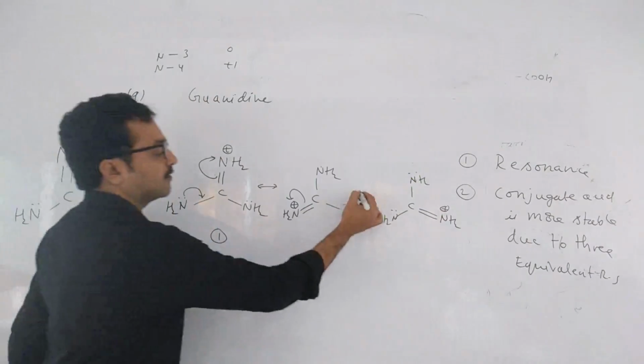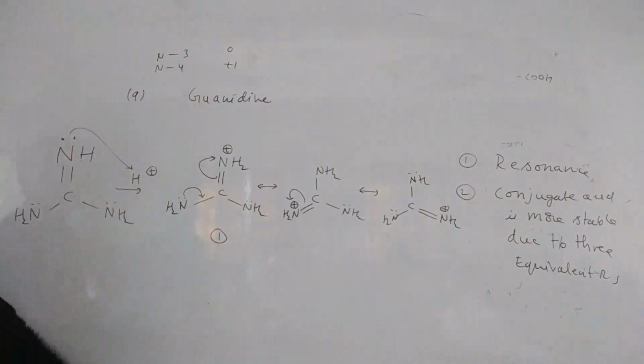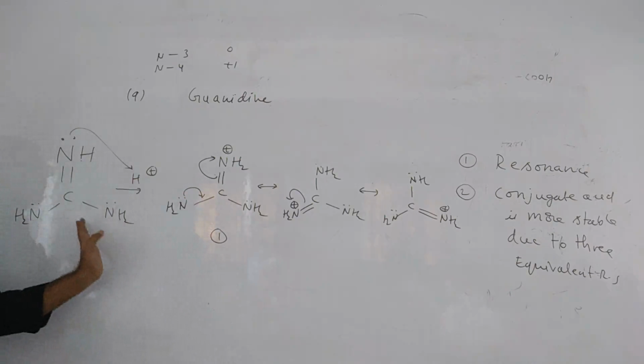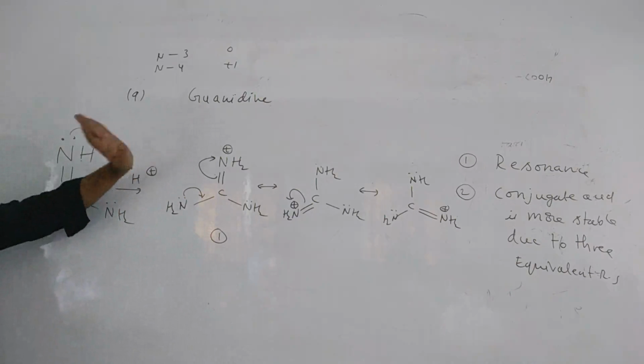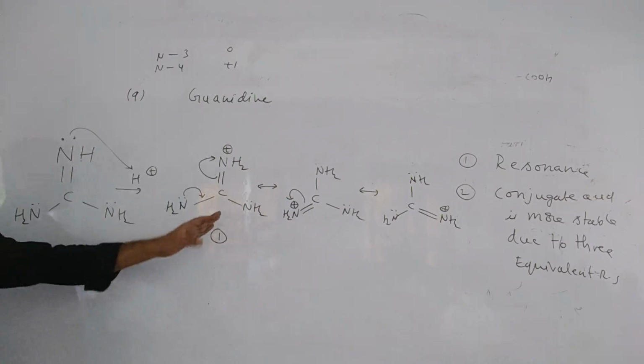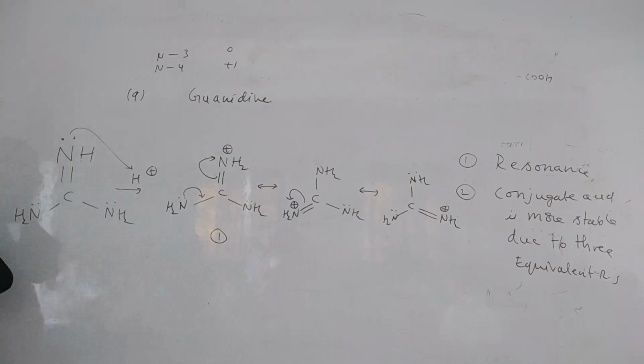So now you can write them. So these are the 3 resonating structures: 1, 2, 3. These are the 3 equivalent structures. Because of that, the guanidine is more basic. This is a previous question, and they will ask resonating structures also. Which of the following is not the correct structure of this? Like that they will ask. So you should be able to write.